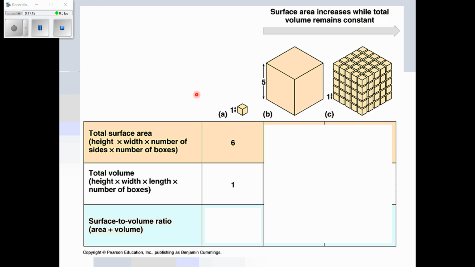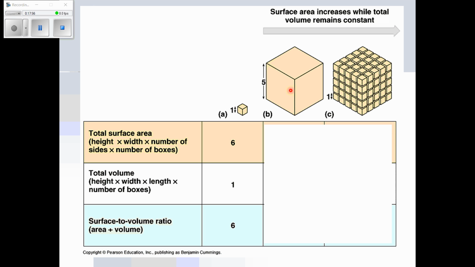It's 1. So the surface area is 6, the volume is 1, and if I look at the ratio between these two, that would be a 6-to-1 ratio. You could also do that by dividing. 6 divided by 1 gives me a ratio of 6, or a 6-to-1 ratio. Now, that doesn't mean a whole lot unless we compare it to the cell that's bigger. Right beside this little cell is a cell that is 5 times larger.